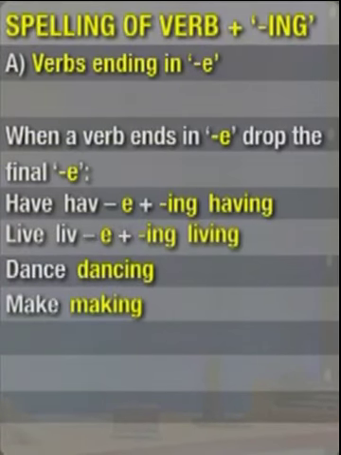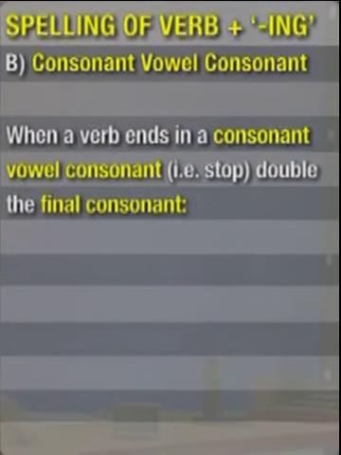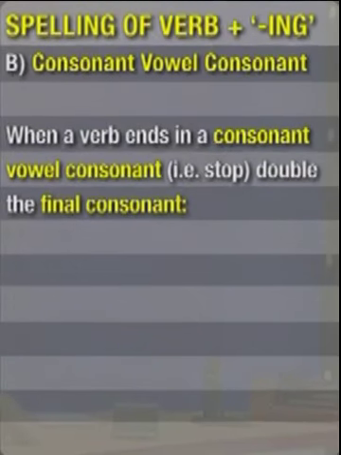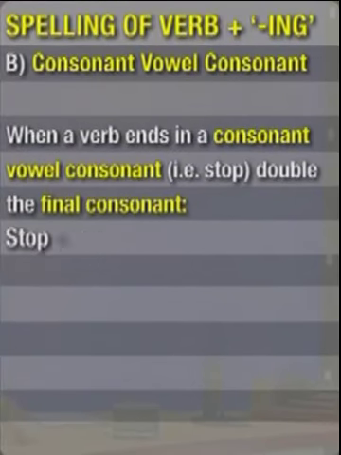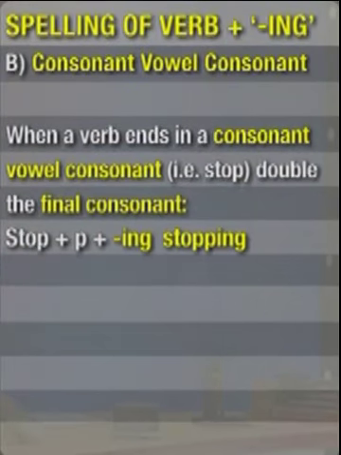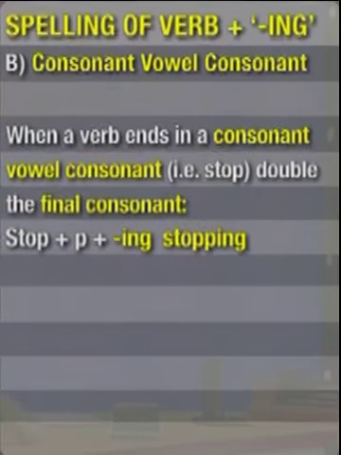Then another group which is important is a group where the verbs end with a consonant, vowel, consonant. What does that mean? Well, let's have the example of stop. Now, stop is S-T-O-P, so the end of the verb is T-O-P. Okay, so it's consonant, vowel, consonant. Yeah. So with these verbs, we double the last consonant and it becomes stop, stopping.